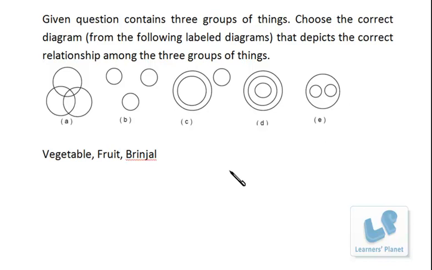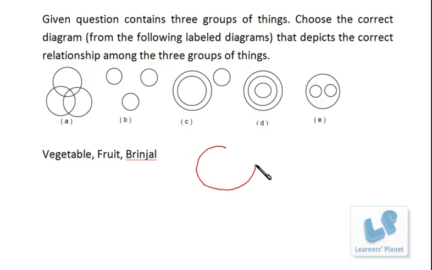Now we take vegetables, fruits and brinjal. Vegetable and fruit are different from each other, or we can say they are disjoint sets. The vegetable is not fruit and fruit is not vegetable. Am I clear? So these two are disjoint sets. Now brinjal is what? It's a vegetable, right? Vegetable is a superset, which means all the vegetables can come in.